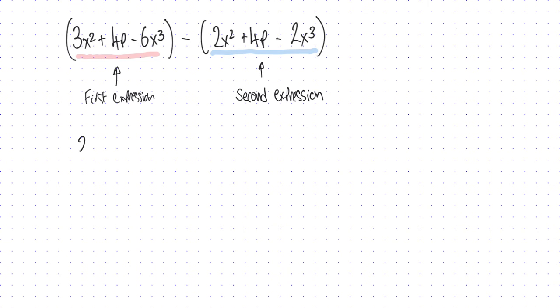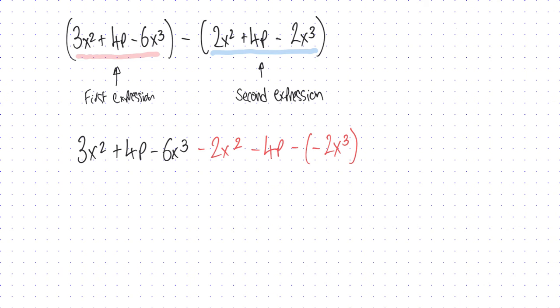So we're going to have 3x squared plus 4p minus 6x to the power 3. And now we're going to take away 2x squared. We're going to take away 4p, and we're going to take away negative 2x to the power 3. Now, the reason we didn't write the positives in front of these others is because that doesn't affect anything.